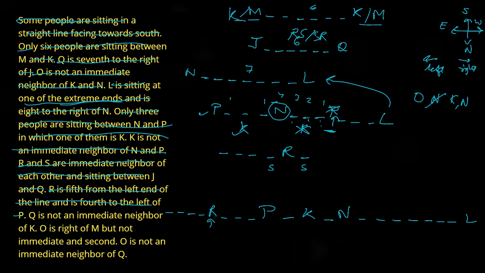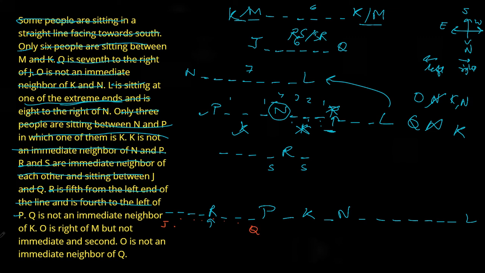Q is not an immediate neighbor of K, and O is not an immediate neighbor of K and N. So Q is not an immediate neighbor of K. Suppose J was here, J and Q have 6 people in between them. So where would Q be? 1, 2, 3, 4, 5, 6. So Q would be here, 6 people between them.